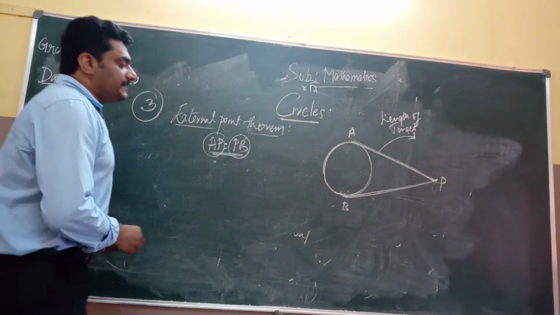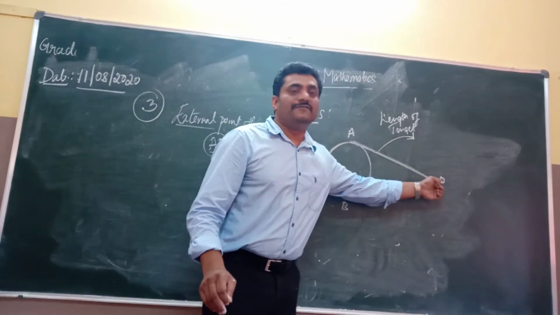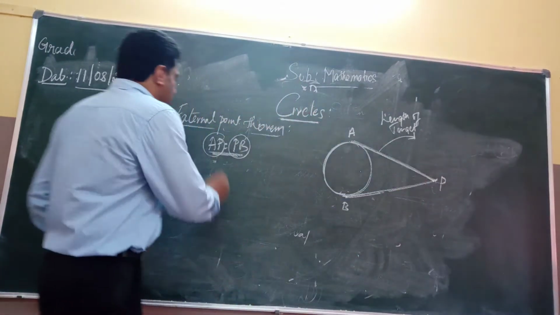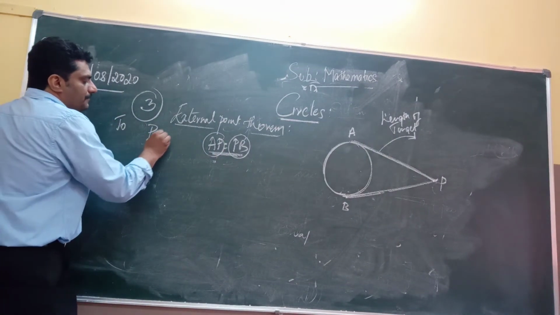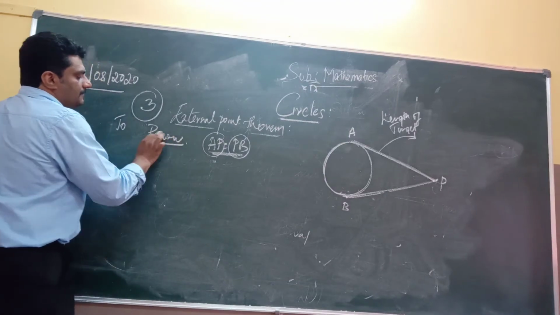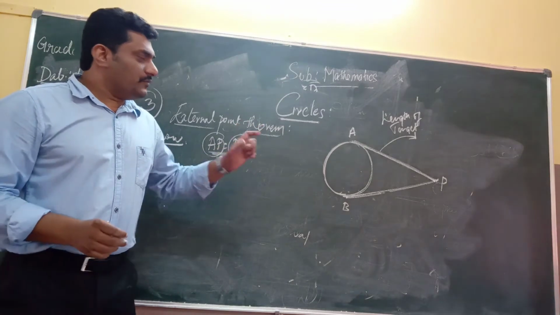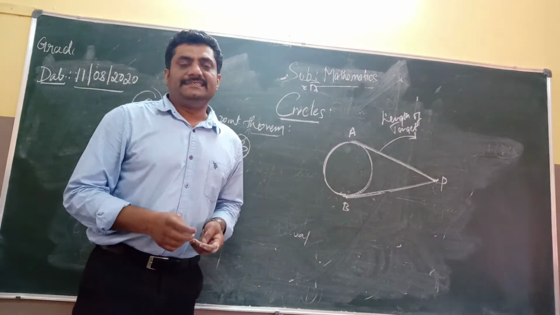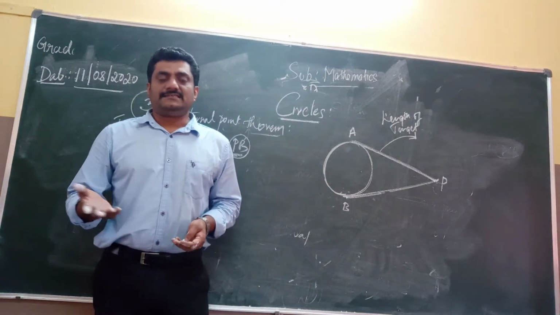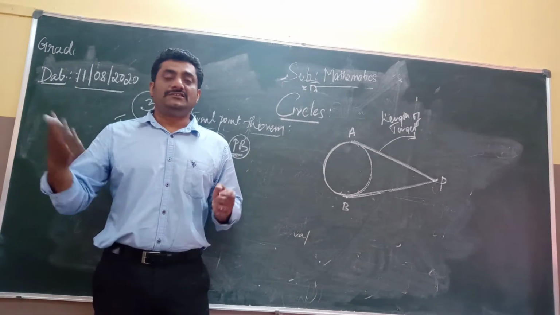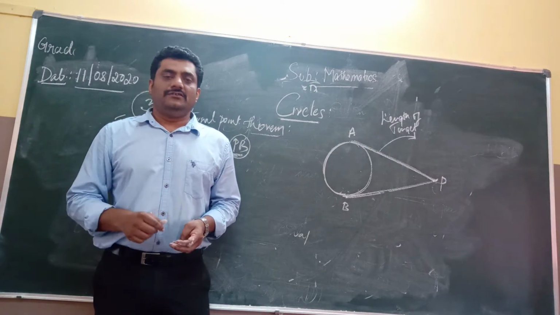What do we have to prove? They are telling that this length is always equal when it is drawn from the external point. So we have to prove AP is equal to PB. To prove this, we require a triangle. Whenever you have to prove anything, even in the last year, we started proving based on triangles. Until we make it a triangle, we cannot prove.